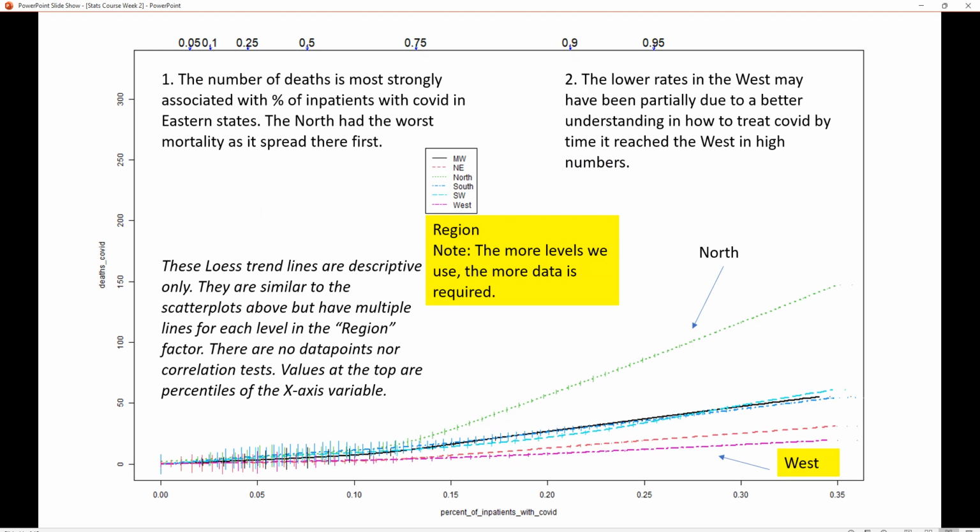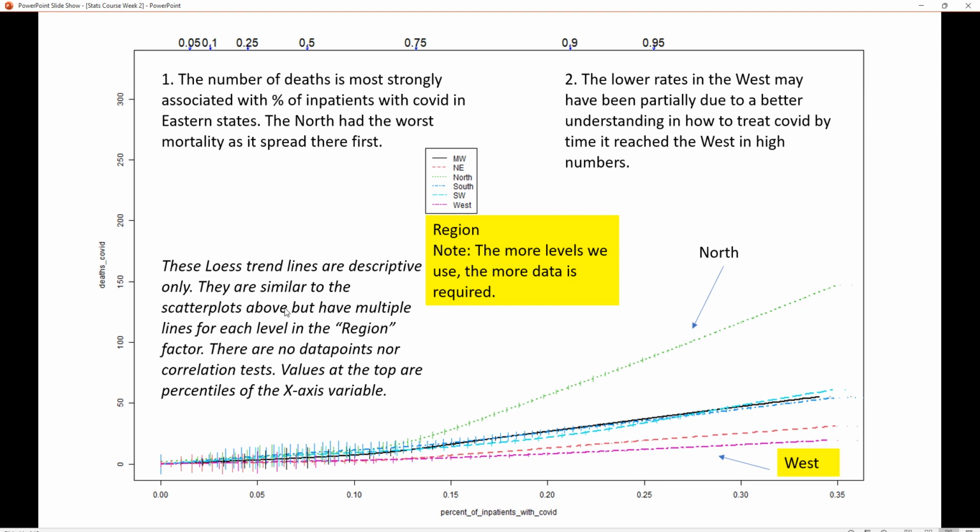And in this next graph, we're going to look again at the percent of inpatients with COVID and how that may predict COVID deaths. These are trend lines. So we have a third factor on region. We have 6 regions in the US, and we can see what the relationship is between percent of inpatients with COVID and COVID deaths for each of these 6 different regions. These lowest trend lines are descriptive only.